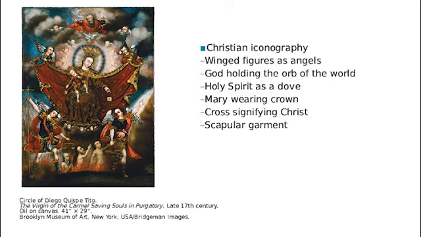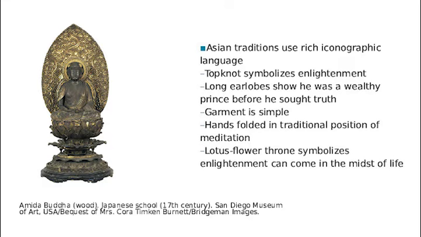This is the Circle of Diego Quispe Tito, and I probably mispronounced Quispe. Like I said, I'm trying my best. But yeah, moving on. Also, Asian traditions use a very rich iconographic language. This is not only Christianity that does this. So, for example, this is a wooden sculpture of the Buddha. Some of the symbolism in here is the top knot, or the bun on top of his head, which symbolizes his enlightenment. The long earlobes show that he was once a wealthy prince before he sought truth.